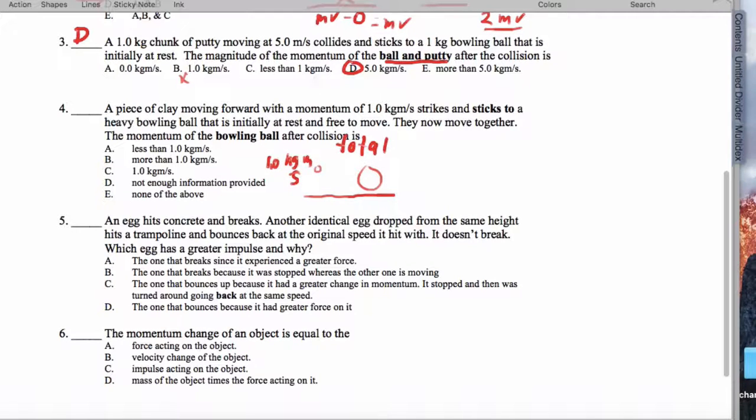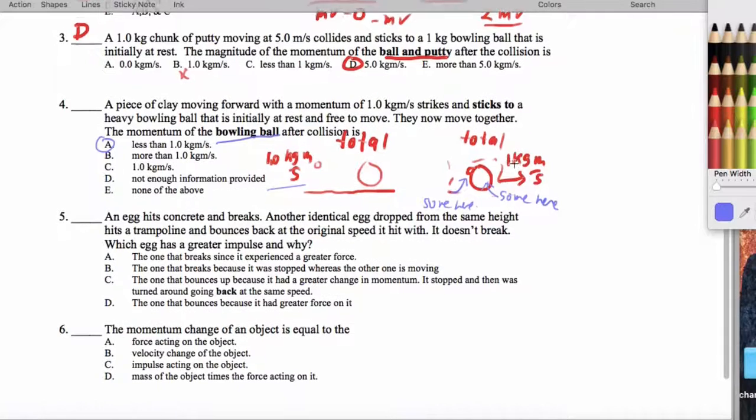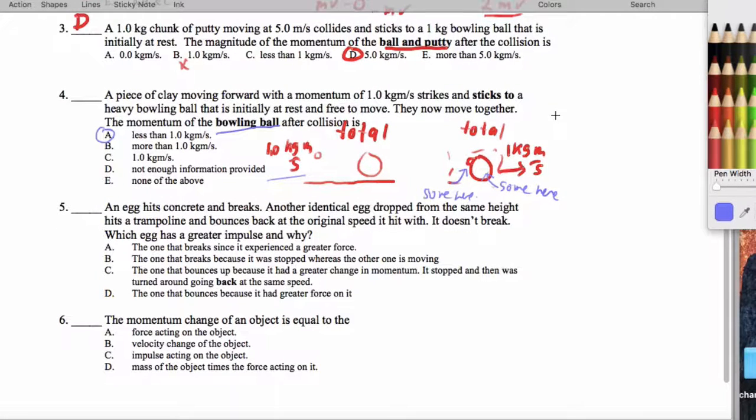There we go. And then what's going to happen is they're going to hit and stick together. So let's be clear, they hit and stick. The total is still 1 kilogram meter per second of this whole thing combined. That means some of the momentum is here, and some of it's here. So the total is one, which means that for the bowling ball alone, it's got to have less than one, because some of it's in this little piece of putty, so it adds up to a total of one, but each individual piece has less than one when they hit and stick.